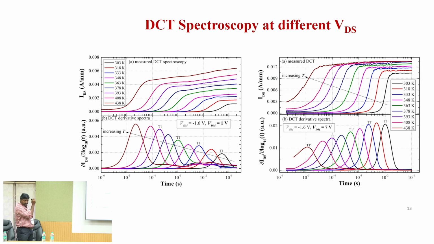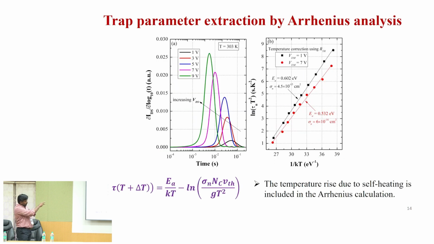The peak position indicates the emission time constant at a particular temperature, and you can see that when you increase the temperature, the emission rate increases. It means the emission time constant decreases. Similarly, there is another case for VD equal to 1 volt and another for VD equal to 7 volts, and here you can clearly see the measured data. Once you increase the drain voltage, the emission time constant reduces, which is well known.